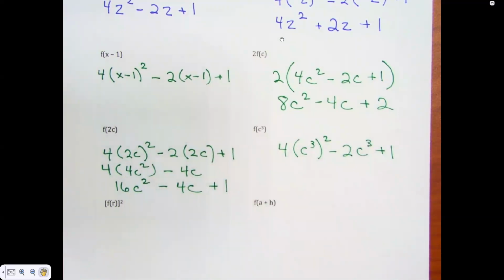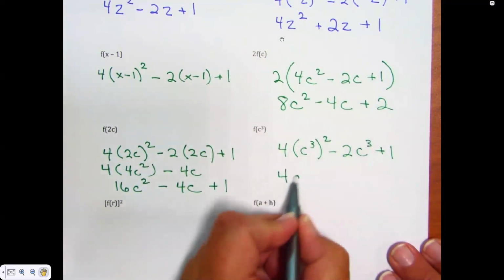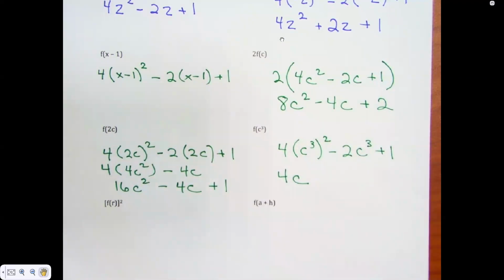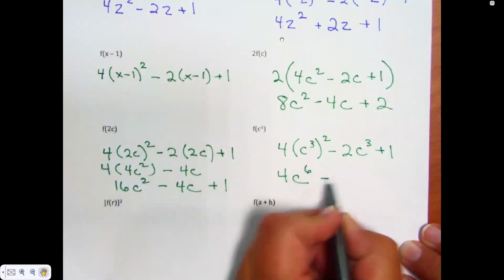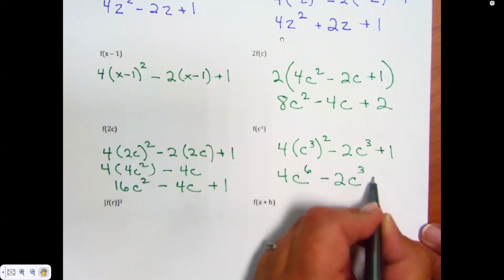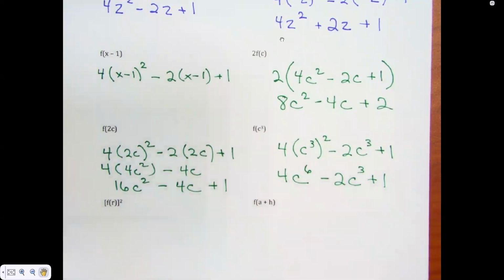So what's the best answer there? 4, and then it's going to be c to the 6. You want to multiply those, c to the 6, minus 2c to the 3rd plus 1. Anytime you're putting in a quantity, put it in parentheses.